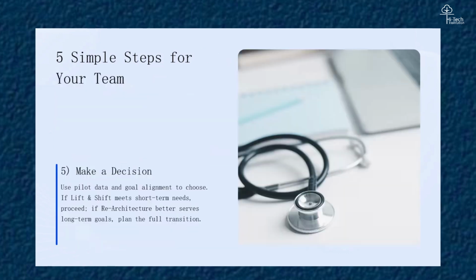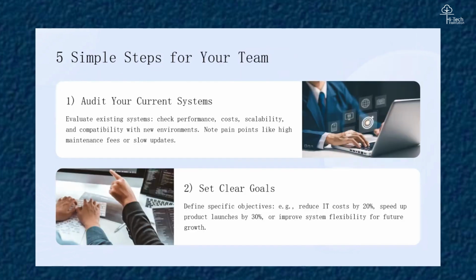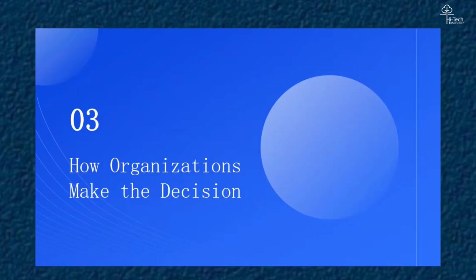And coming to the fifth point, yeah, the same thing. Okay, use pilot data and goal alignment to choose. If lift and shift meets short-term needs, proceed. And if re-architecture better serves long-term goals, plan the full transition. Yeah, the same thing that we have discussed in the previous slides. They will be deciding it. So these are the 5 steps simply they will follow for making organizational migration decisions.